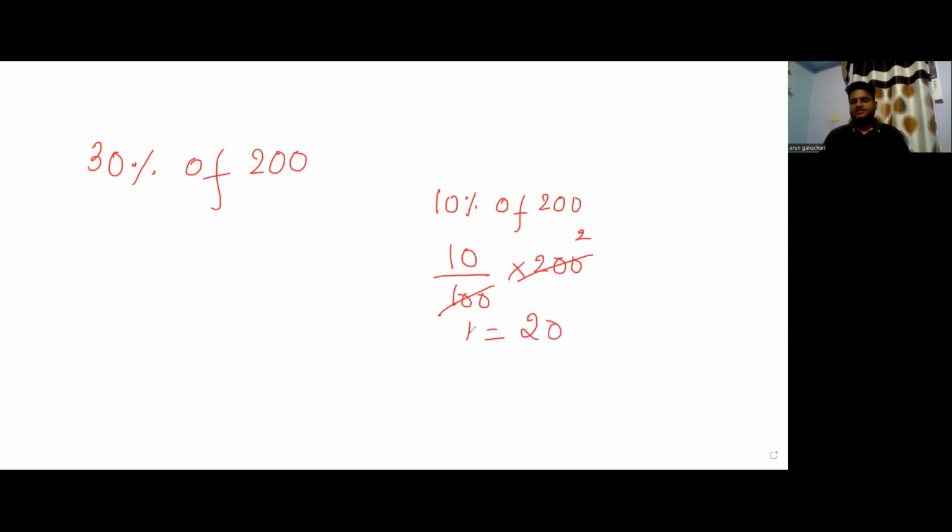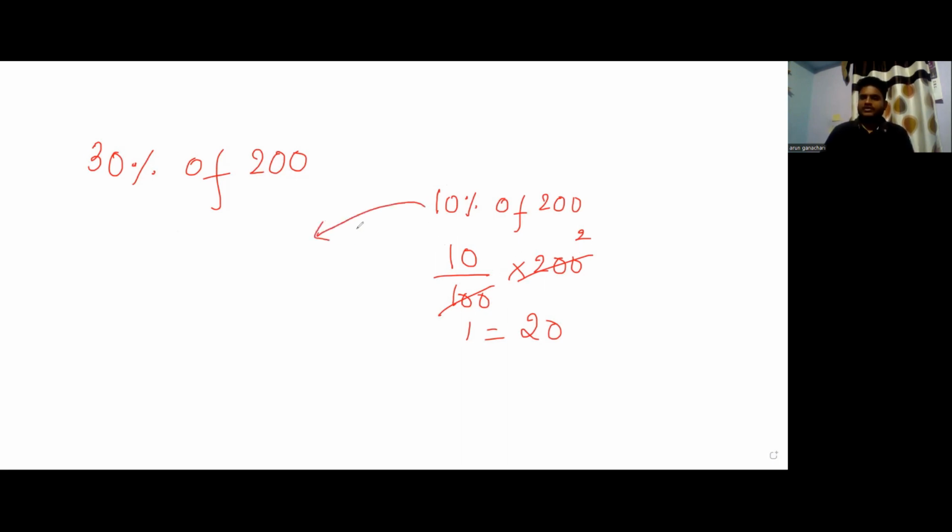Whenever you are finding 10% and multiples of 10% of any number, I want to use one simple trick here. When you are finding 10% of 200, what is 10% of 200? Rule says 10 by 100 into 200. 100 ones are 100, twos are 10 twos are 20. I hope you got the simple mathematics here.